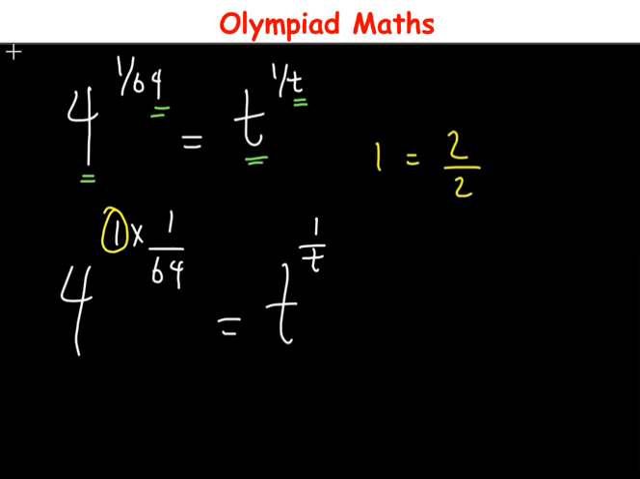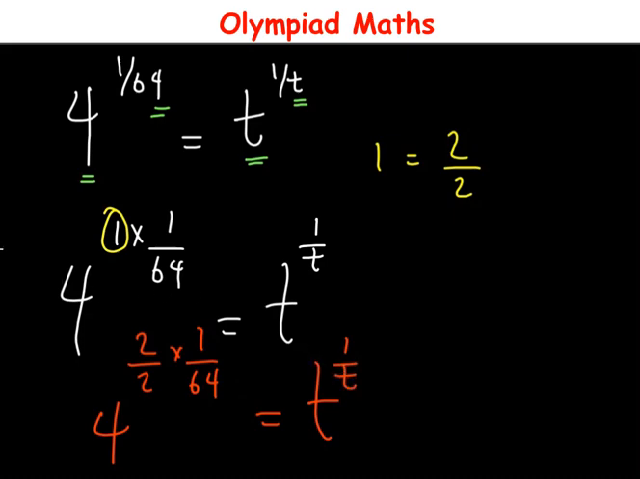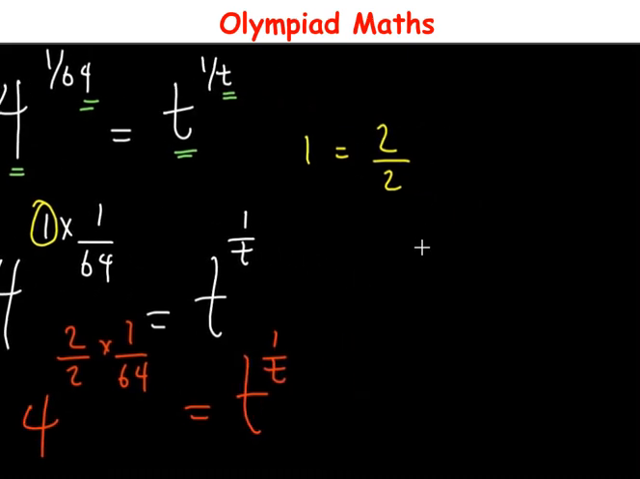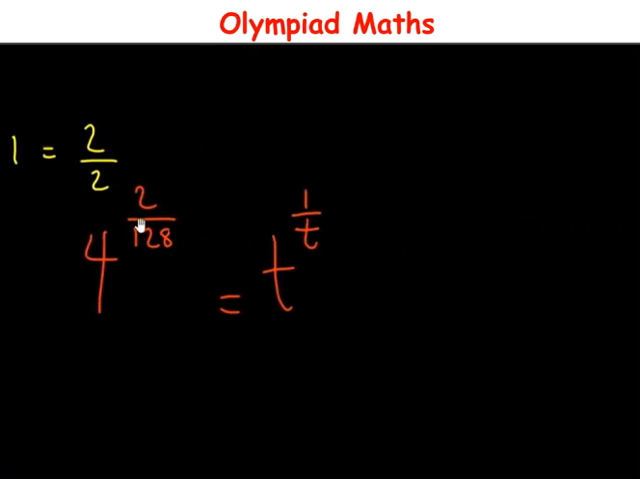So, what we have is 4 raised to power 2 over 2 times 1 over 64, which equals t raised to power 1 over t. And with this, we have 4 raised to power 2 times 1 is 2 over 2 times 64 is 128, which equals t raised to power 1 over t. So from here, let us factorize out power 2 from here. We have 4 raised to power 2 times 1 over 128, which equals t raised to power 1 over t.